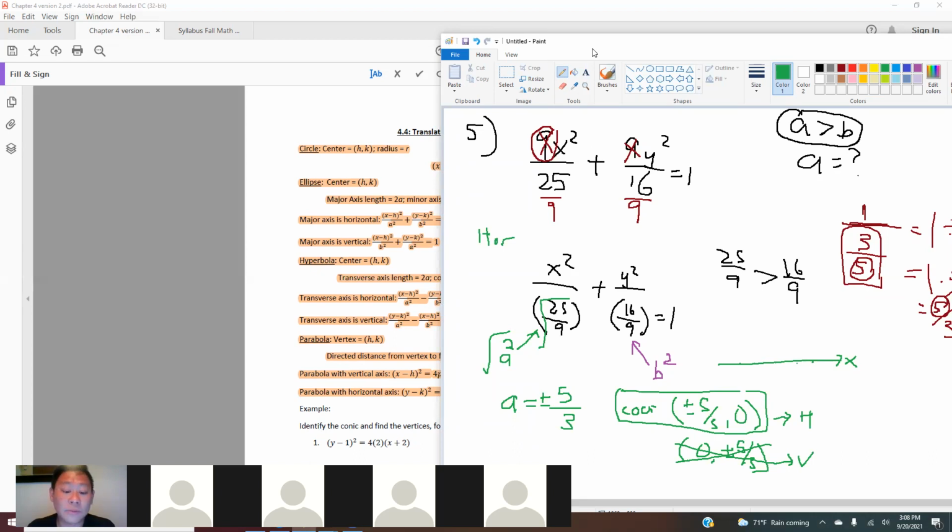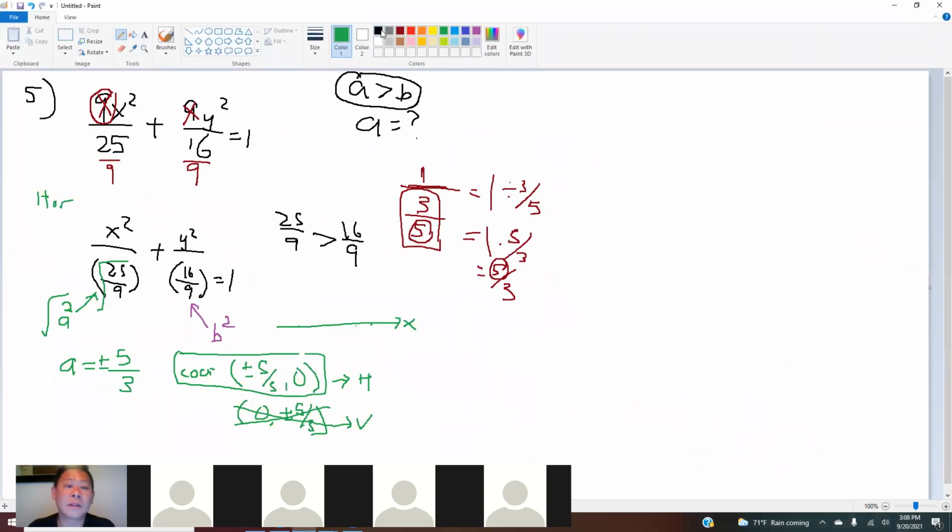So what we need to do is draw the picture for this. So we need to graph this. So how do we graph this? The center is at 0, 0. The A in this case is 5/3. So you just measure 5/3 on the left side and 5/3 on the right side, because that's our vertex A. And now in order for us to figure out how tall it is, we use the B.